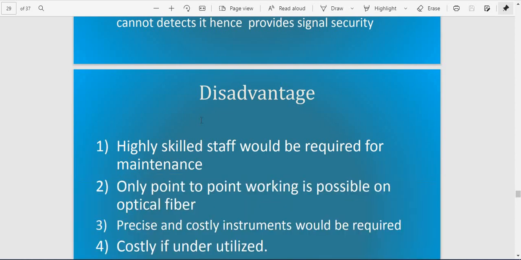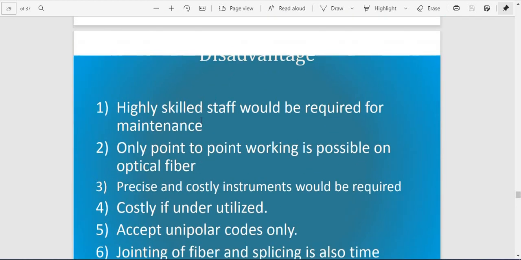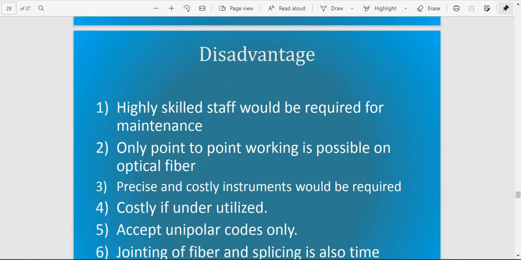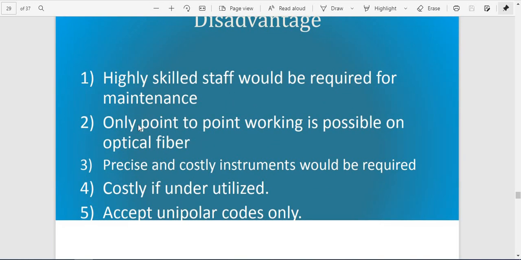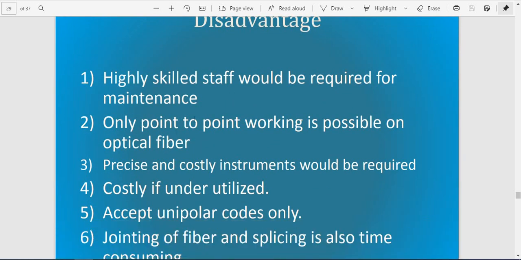If people note down all these points, they will get a clear idea. Similarly, disadvantages. Obviously, when we have certain advantages, there might be disadvantages as well. So what is the first disadvantage? The one who is handling it should be highly skilled staff. This is required for its maintenance, meaning people should be aware of all kinds of concepts. Only then can they handle it.